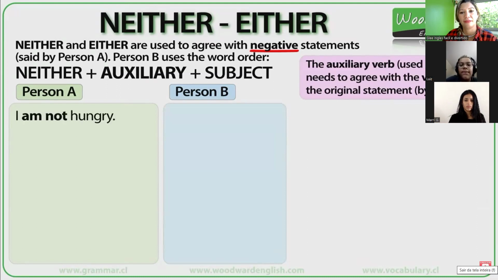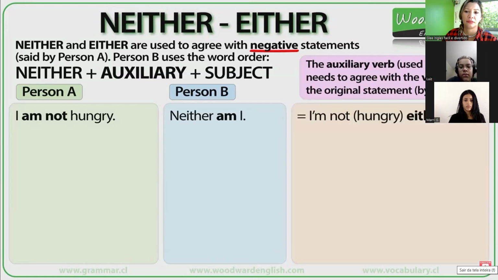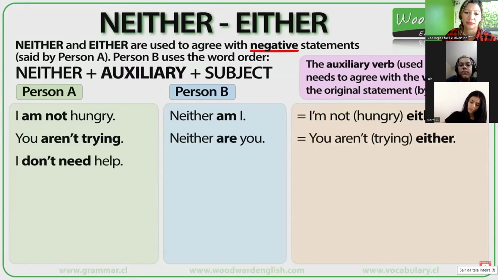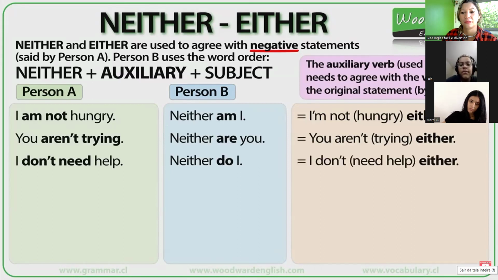Person A says, I am not hungry. Person B needs to use the same tense, so would respond with, neither am I. Neither am I means, I'm not hungry either. You aren't trying. The response could be, neither are you, which means you are not trying either. I don't need help. Neither do I, which means I don't need help either.